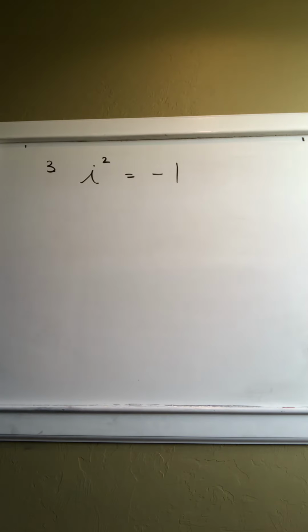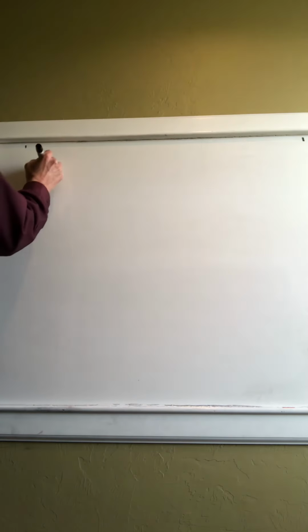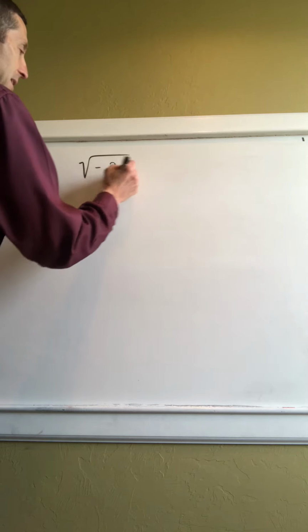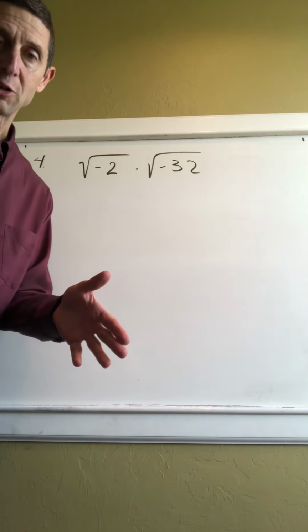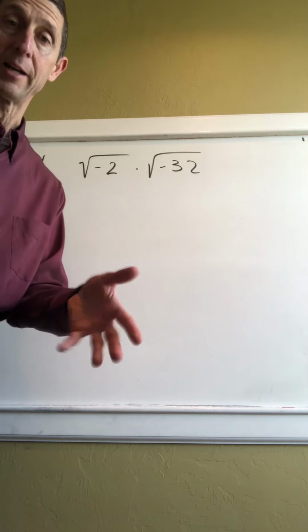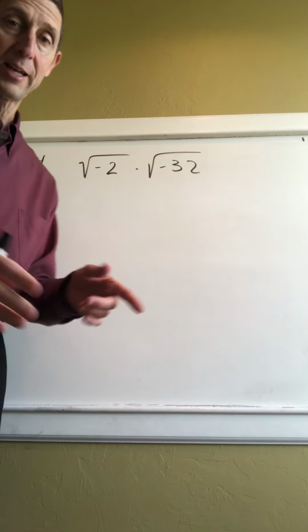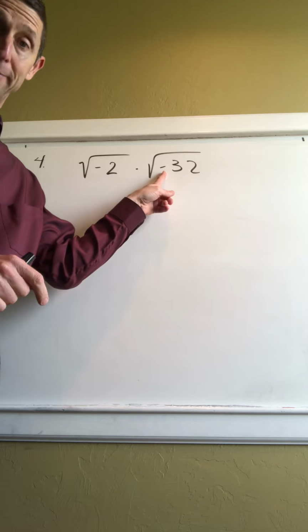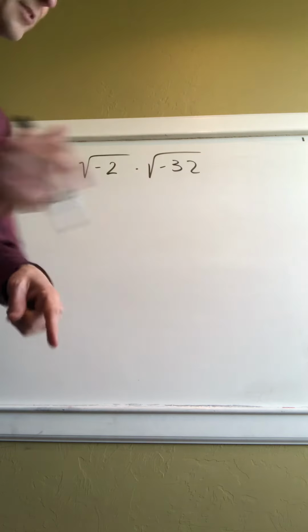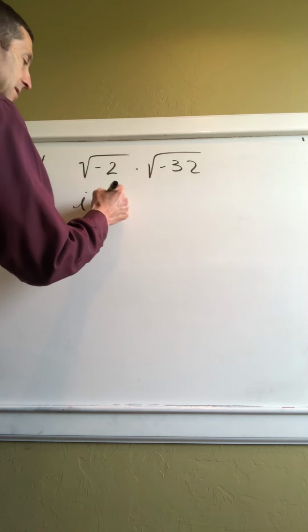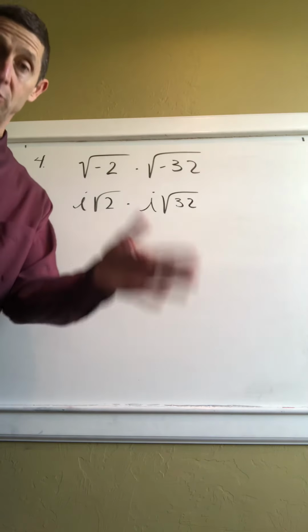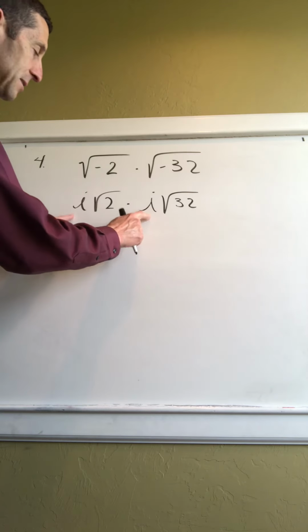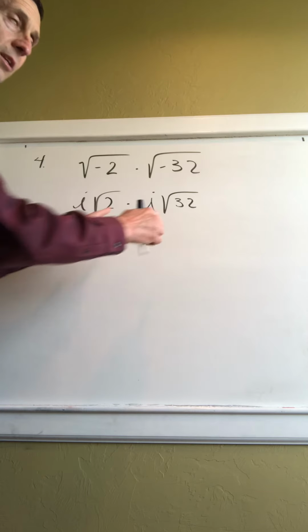All right, let's do a math problem that shows up where you would have to do this. Let's say you had, how about, square root of negative 2 times square root of negative 32. Now, there's a process when you solve a problem like this with the negatives inside. The first thing you have to take care of is the negative sign and the negative sign. You have to write those as i's. So this becomes i square root of 2, times i square root of 32.